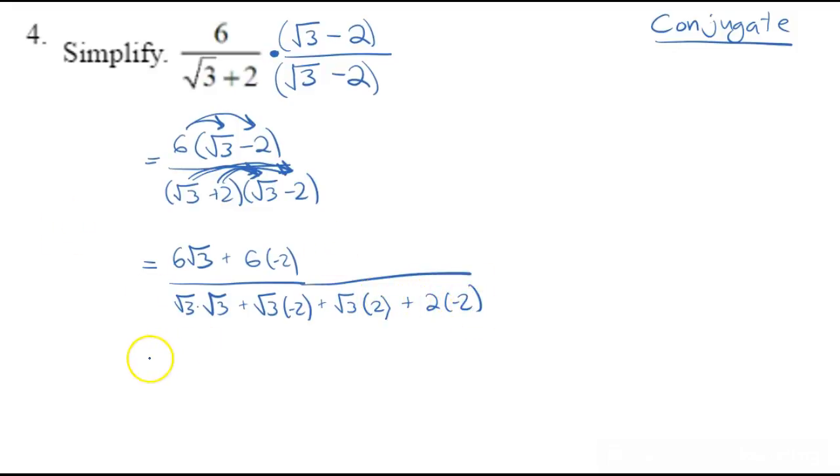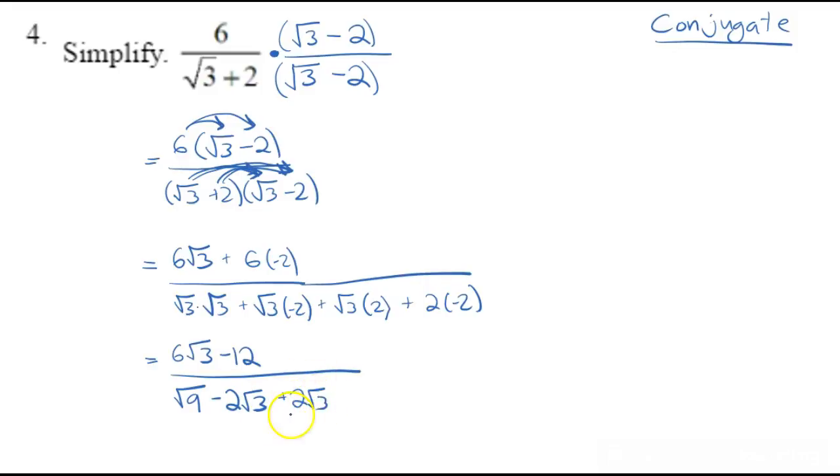So let's keep simplifying. So on the numerator, 6 square root of 3 is about as simple as you can get there. 6 times negative 2 is negative 12. Square root of 3 times square root of 3, we can combine those to be square root of 3 times 3, or square root of 9. Plus, usually write the number first and the radical afterwards. So we have minus 2 square root of 3. Over here we have plus 2 root 3. That's what we were looking for. That's why we had that conjugate with the opposite sign. And 2 times negative 2 is negative 4.